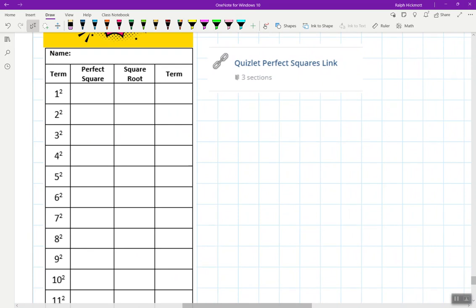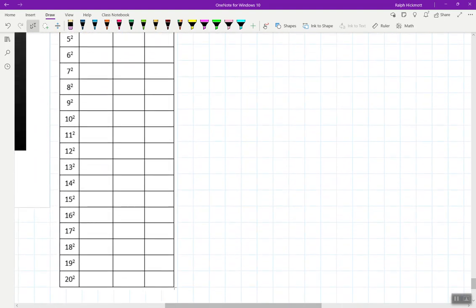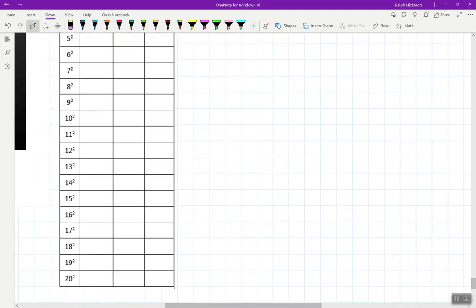So for example, if I give you something like 4 squared, the perfect square would be 16. The square root would be square root of 16, and the term would be 4. Technically, you should memorize everything from 1 to 20. This is a reference guide, and it's going to be very helpful for tomorrow's lesson where we have to estimate imperfect squares like square root of 10, square root of 67, anything that's not a perfect square. So I gave you the example for 4. I'll give you a couple more, like say 20. It's 400. Square root of 400 would be the 3rd column, and then the term would actually be 20.